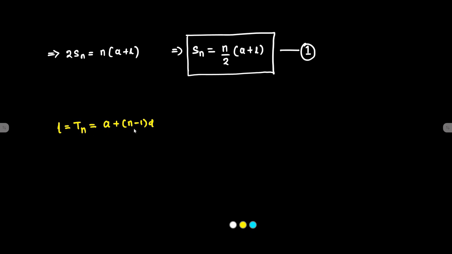So if we replace this L with A plus n minus 1 D in this equation, then we have the second formula, which is Sn is equal to n by 2 into A plus, let's use a different bracket, A plus n minus 1 into D. Okay, we have replaced L with this equation, A plus n minus 1 D. So this gives us the second formula.